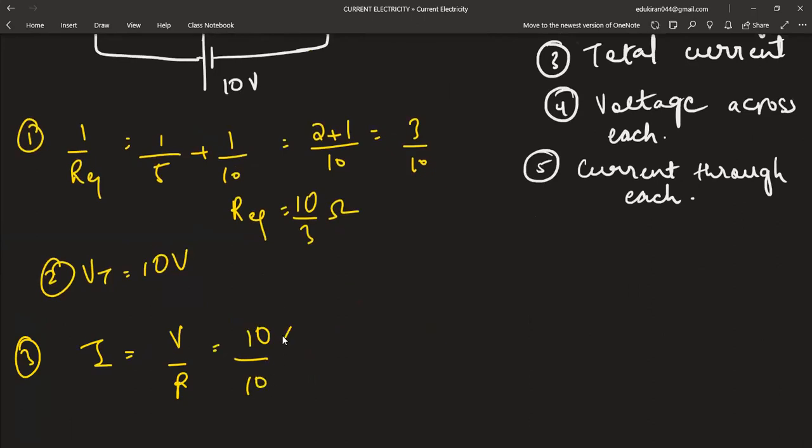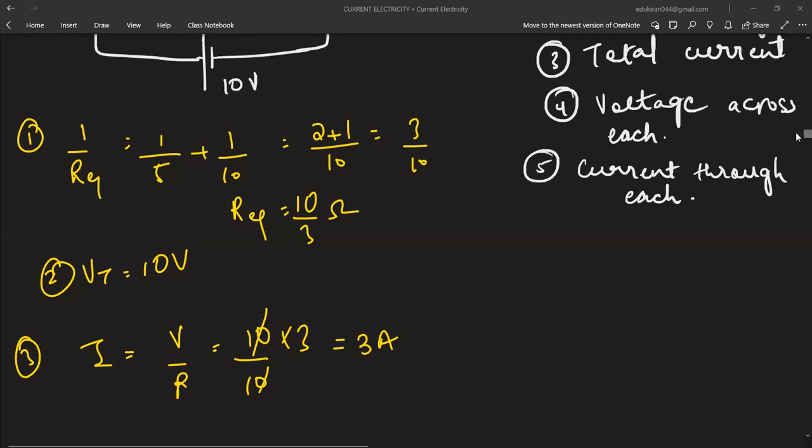So this 3 will go up. So current is equal to 3 amperes. Total current is 2 by 3. No, how 2 by 3? Mamuna, see, voltage is 10 volt. Current is 10 by 3. So how are you getting 2 by 3? 10 will be cancelled. Only 3 amperes will be left.